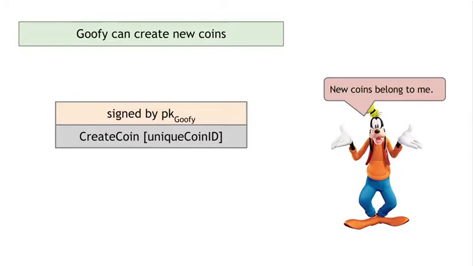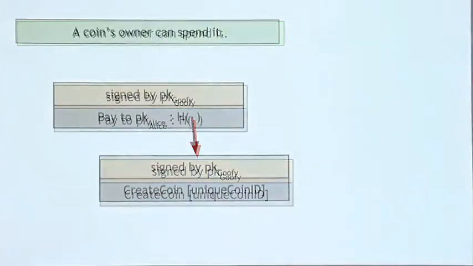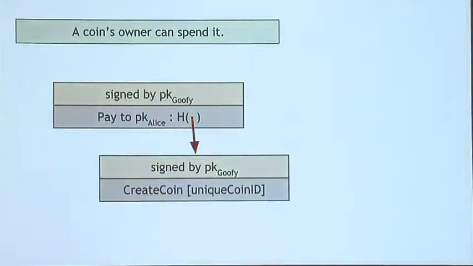So that's the first rule: Goofy can create new coins. The second rule of Goofy Coin is that whoever owns a coin can pass it on to someone else. They can spend it. So for example, here we have the coin that I showed you before that Goofy created. And now we're going to take a hash pointer to that coin, and then we're going to create a statement. Goofy's going to make a statement that says, pay this to Alice.